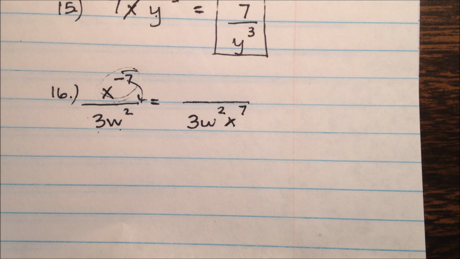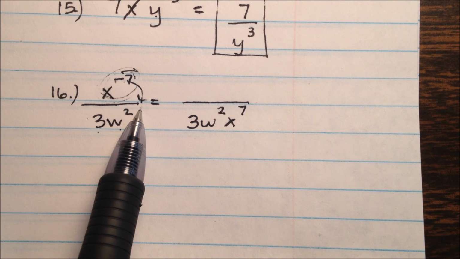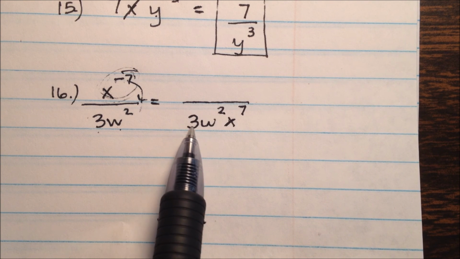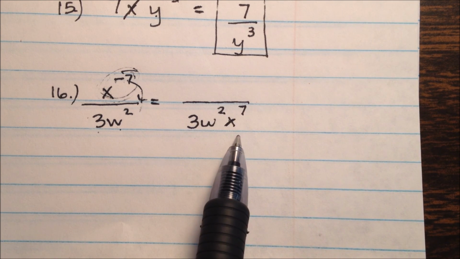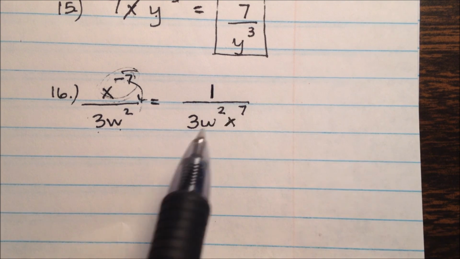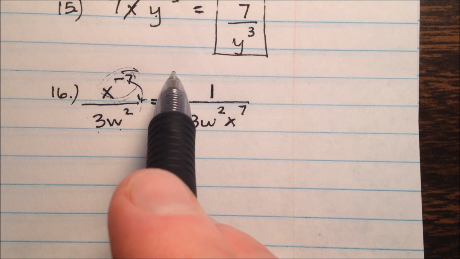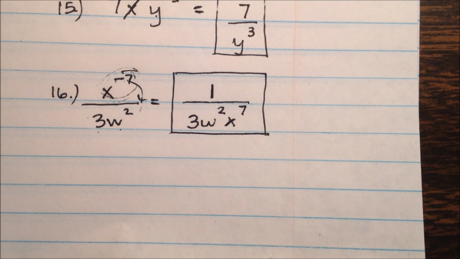Well, you got to be really careful here. Now that we've moved this out of the numerator to the denominator, you can't just say the answer is 3w squared x to the 7th, because this stuff is in the denominator. So what is it that's in the numerator? Well, it's just a 1, because everything got taken out, and we leave it just a 1 in the numerator. So this video covered several examples of having integer exponents.